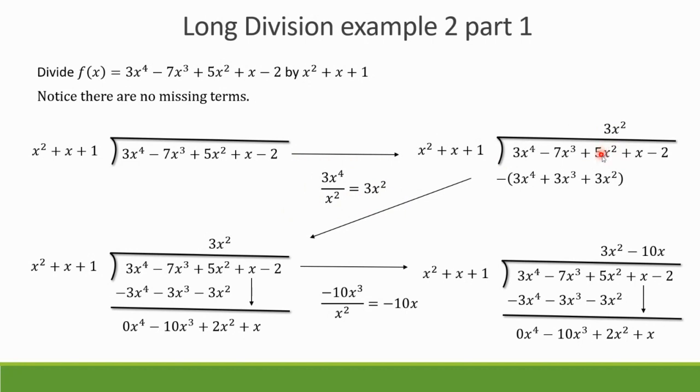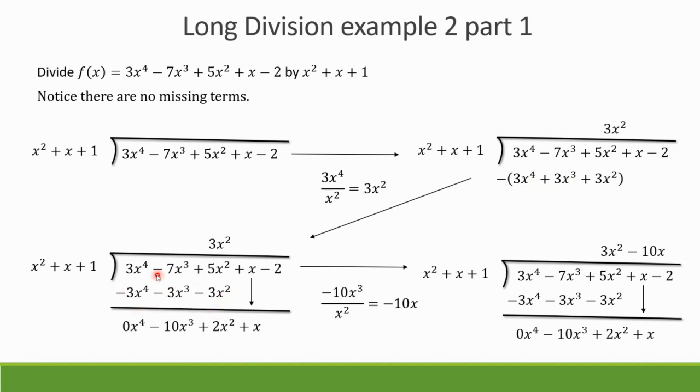Okay, that's great. So what happens next is we multiply and we subtract the product, just like real number long division. So we have 3x squared times this, which is 3x to the 4. 3x squared times x is 3x cubed. 3x squared times 1 is 3x squared. And we subtract the product. When we subtract, we distribute the negative sign. That's where this came in.